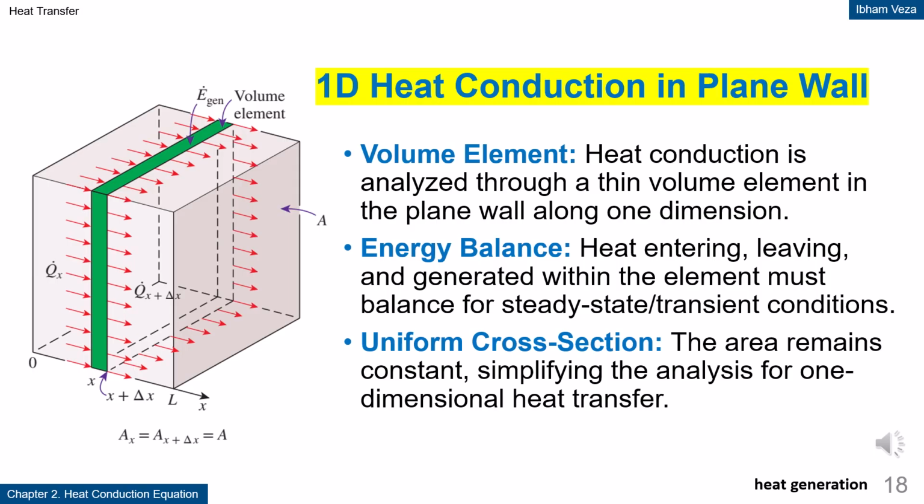1D heat conduction in plane wall. Heat conduction analysis is performed on a thin volume element inside a plane wall. An energy balance is applied by considering heat entering, leaving, and being generated. The cross-sectional area is assumed constant to simplify the analysis. This approach is suitable for one-dimensional problems. From this, the basic heat conduction equation for a plane wall is obtained.